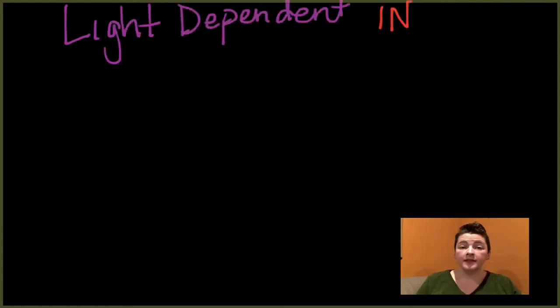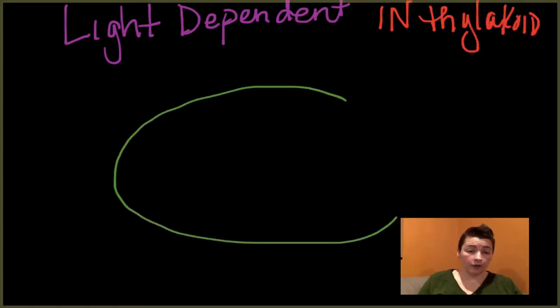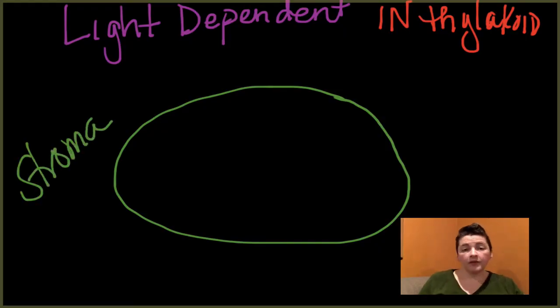The first reaction of photosynthesis is called the light-dependent reactions. This takes place within the thylakoid. This is a thylakoid. Out here is the stroma. Within the thylakoid is where our chlorophyll is kept. The chlorophyll is kept in what we call photosystems.